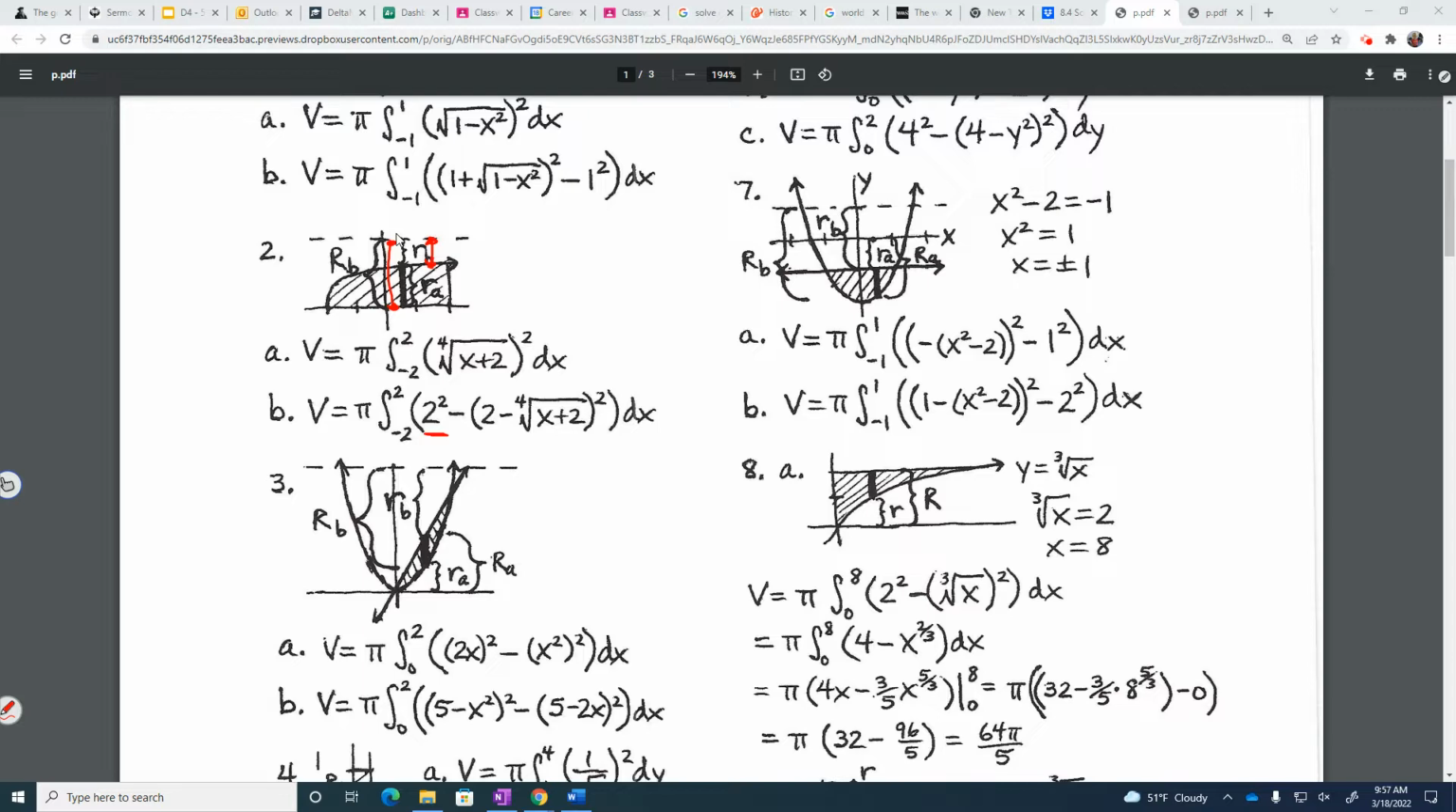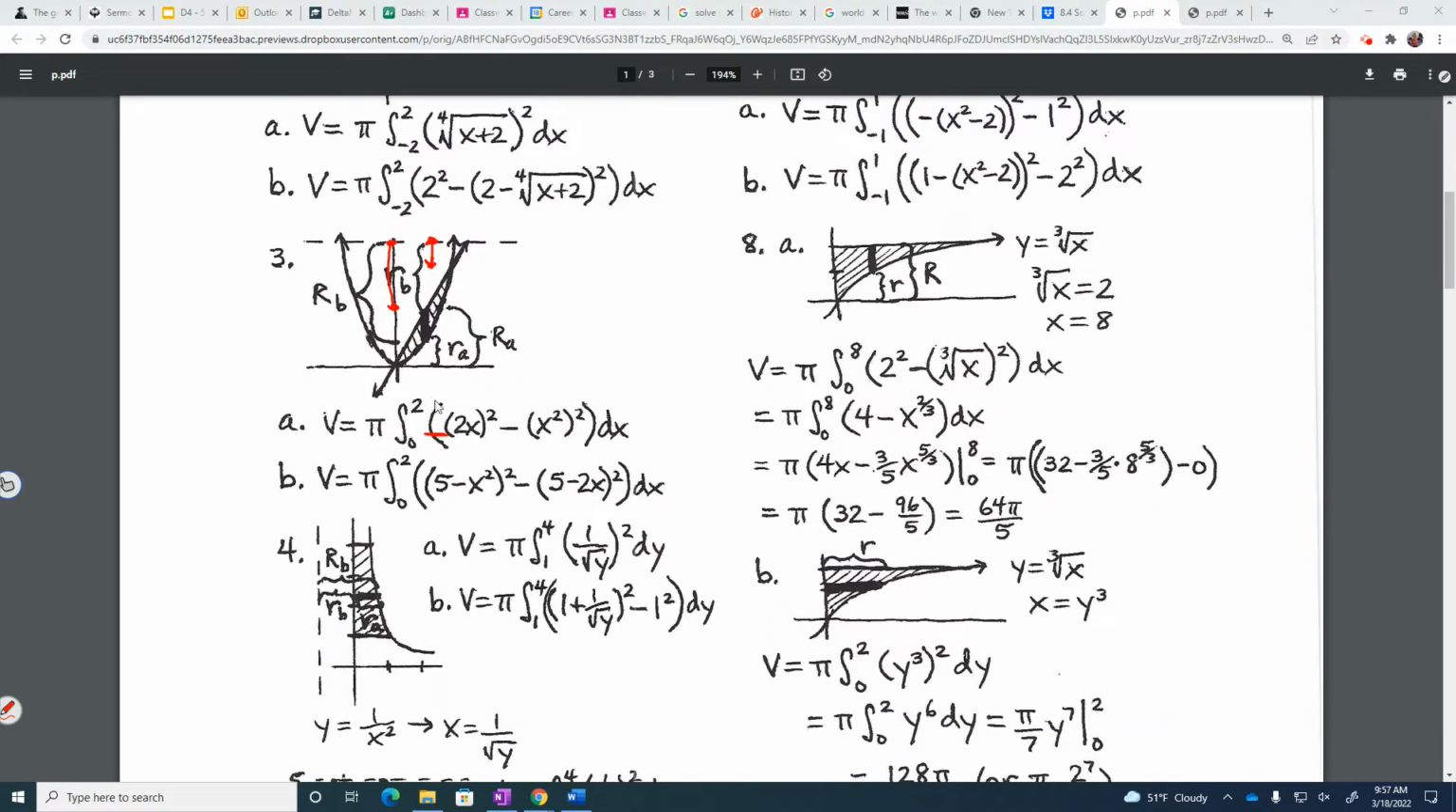Number 3, first one, for the axis, it's 2x squared minus x squared squared. Part B, it looks like we're going around 5, which is up here. So it would be 5 minus x squared, that would be the outer, here to here. Outer would be 5 minus x squared, and then the inner would be 5 minus 2x. So that's what it is.